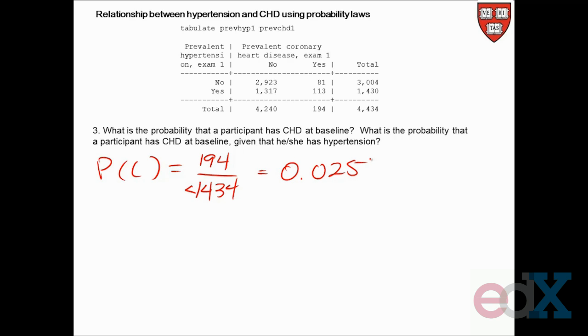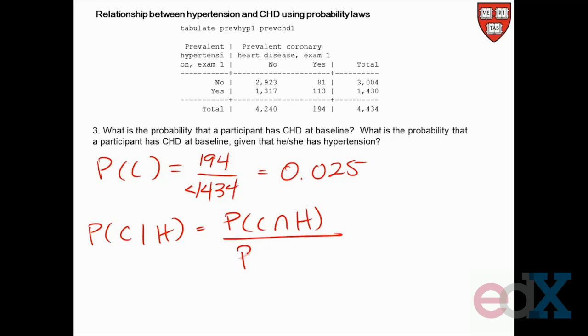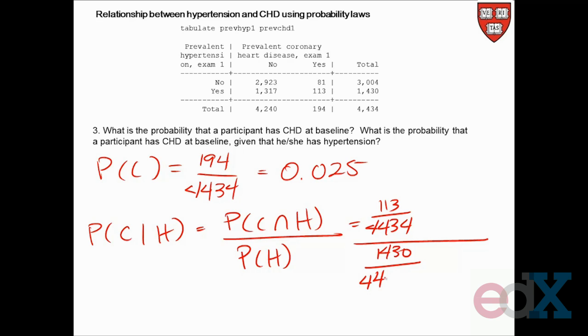Now we're going to calculate a conditional probability. We want to look at the probability of C given H. This is the probability of C and H divided by the probability of H, which is 113 over 4,434, divided by the probability of having hypertension. Plugging that into a calculator, we find that the answer to this question is 0.08. So given that you have hypertension, you are more likely to have CHD, as opposed to those where we have no information about their history of hypertension.